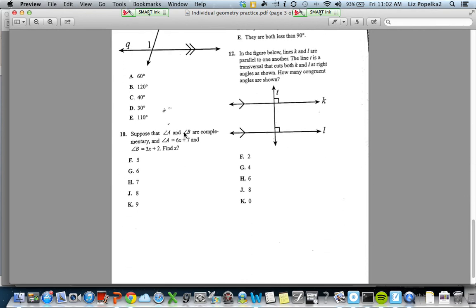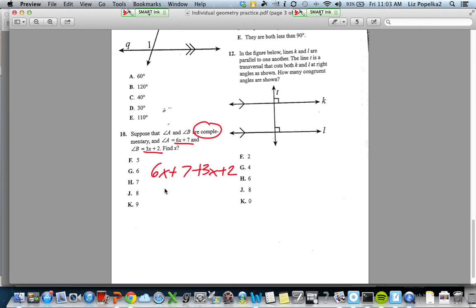Number 10, angle A and B are complementary. Hopefully we remember from 7th grade that complementary means that if you add the two angles together, they equal 90. So it tells us that angle A is 6x plus 7, tells us angle B is 3x plus 2. So that means if we add these two angles together, they're going to be equal to 90.